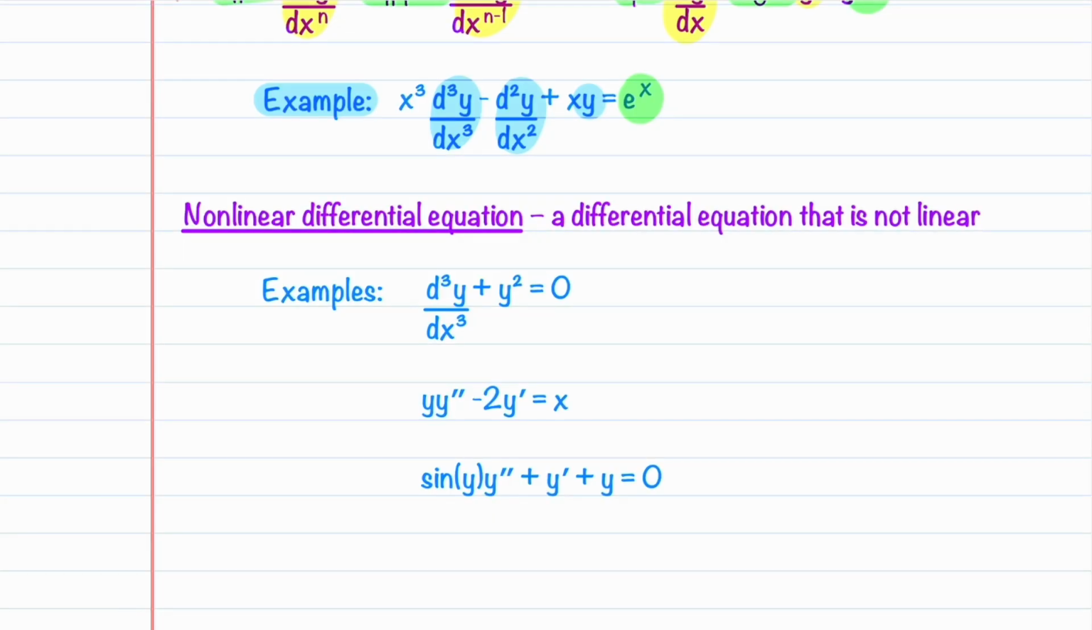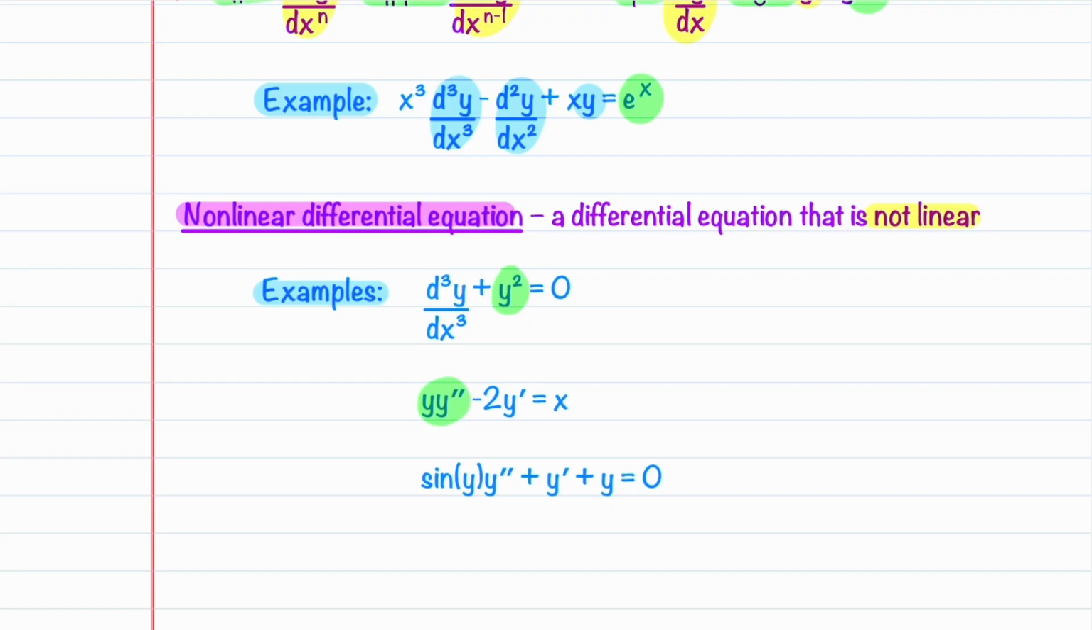Let's now talk about nonlinear differential equations. A nonlinear differential equation is simply a differential equation that is not linear. Let's look at some examples. In this first example, notice that there is a y squared term. That makes it nonlinear. In our second example, we have a term y times y double prime.